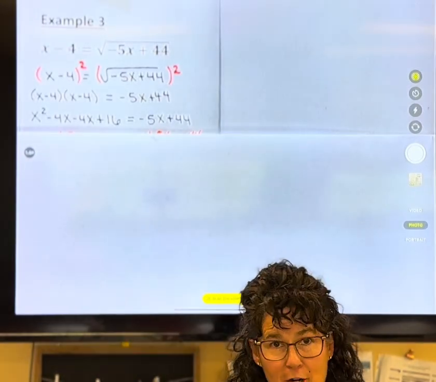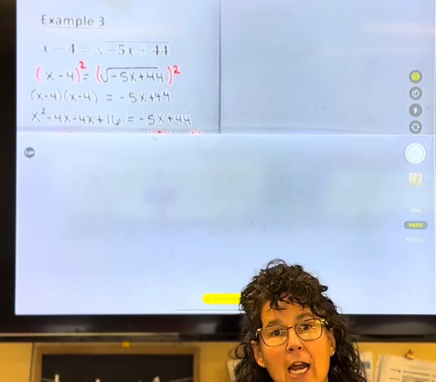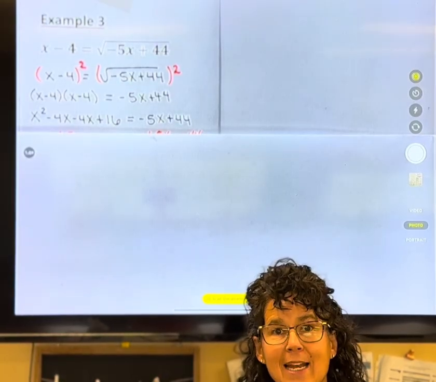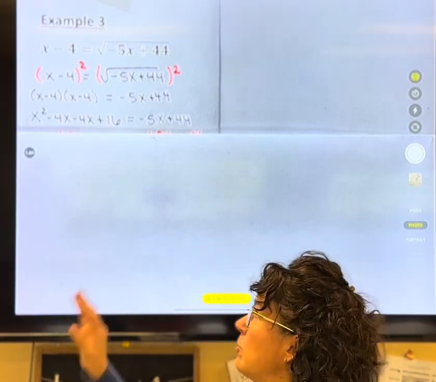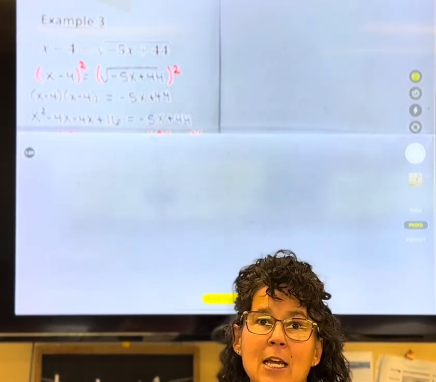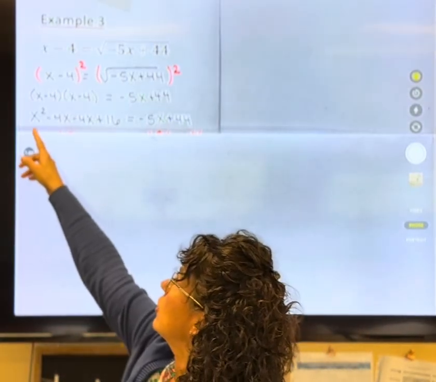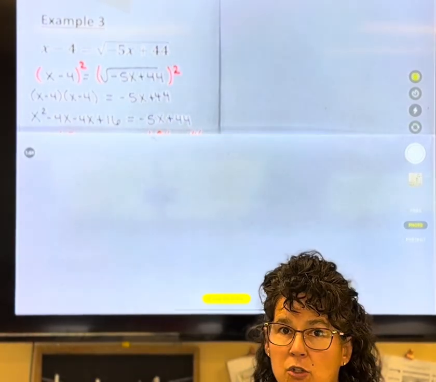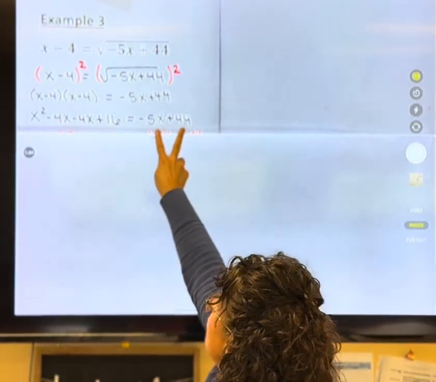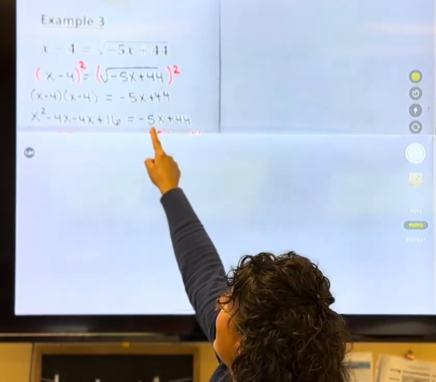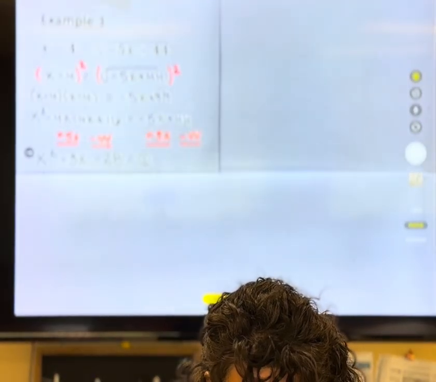Next, I'm hoping to factor as my strategy to finish solving. And if I'm going to factor, I need to move all the terms to one side equal to 0. When I'm making the decision whether to move things to the right or to the left, I really want the number in front of x squared to be positive. And currently it is positive 1x squared. So I really like where the x squared is right now. So I'm going to move both of these terms to the left by adding 5x and subtracting 44.